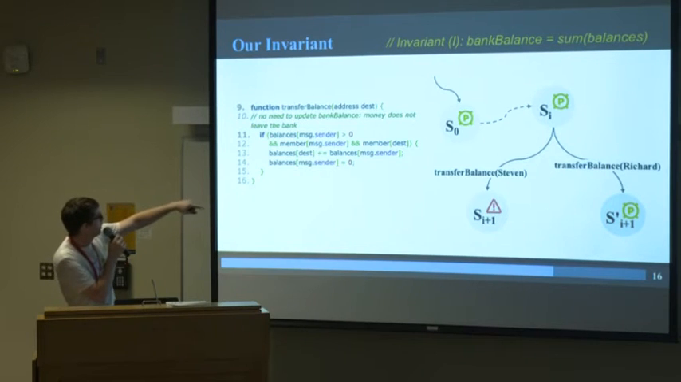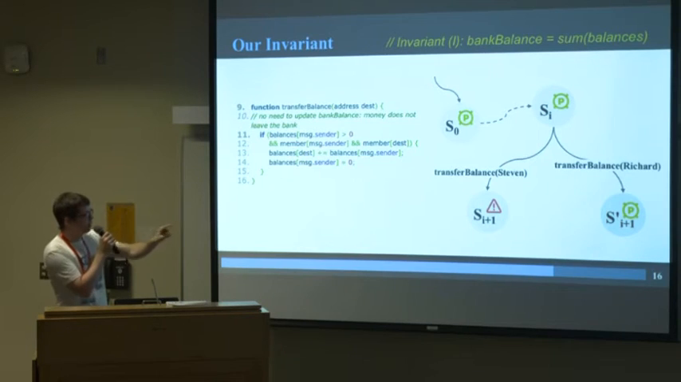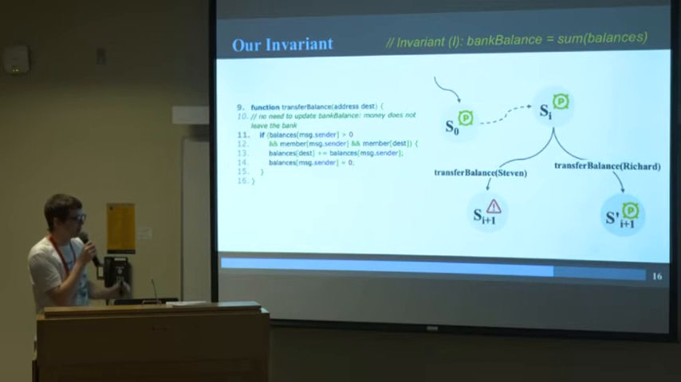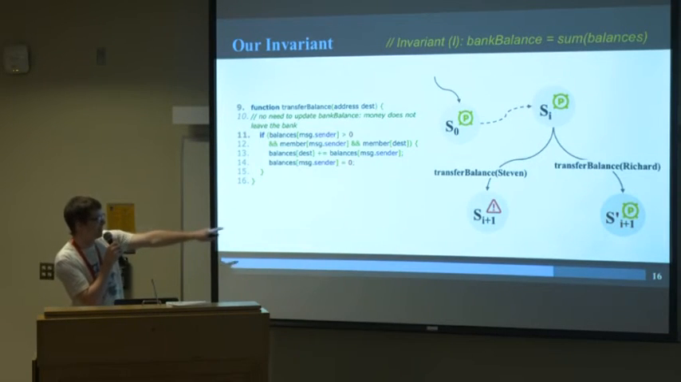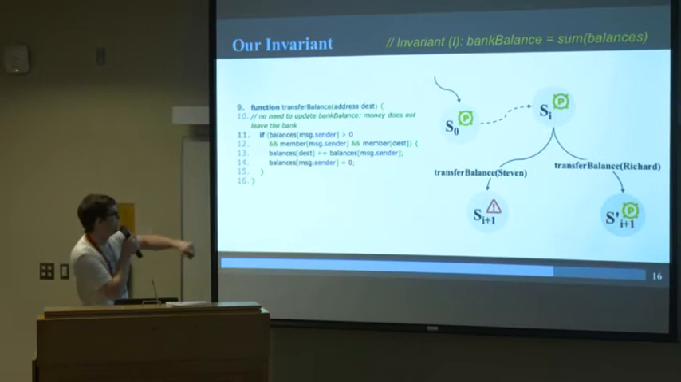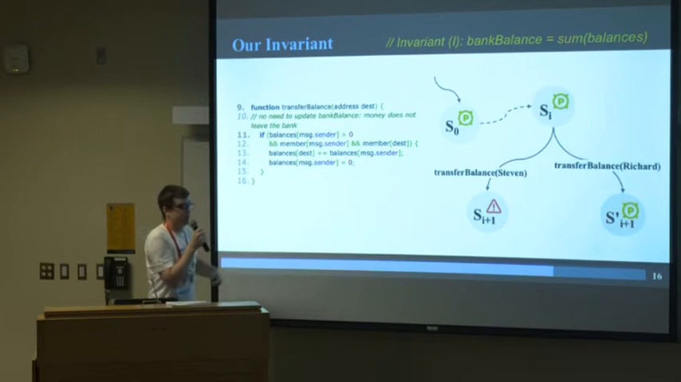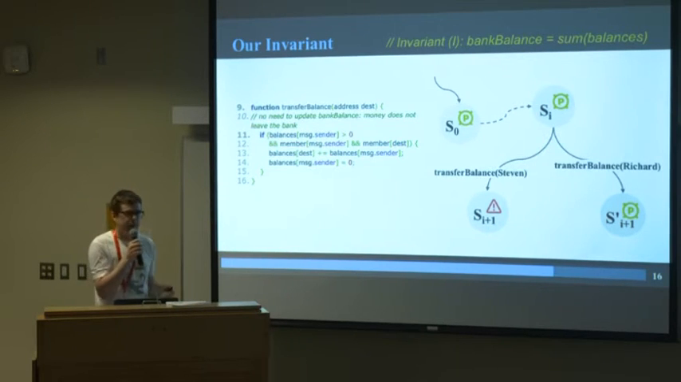So when you reach the state at which you're calling transfer balance, let's look on the right side. Suppose I want to transfer my balance to my co-founder, Richard. I don't think I want to do that, but if I did, everything looks fine. Okay, so his balance increases by the amount that I sent, and I'm transferring my full balance, so my balance gets set to 0. And now I have no money.